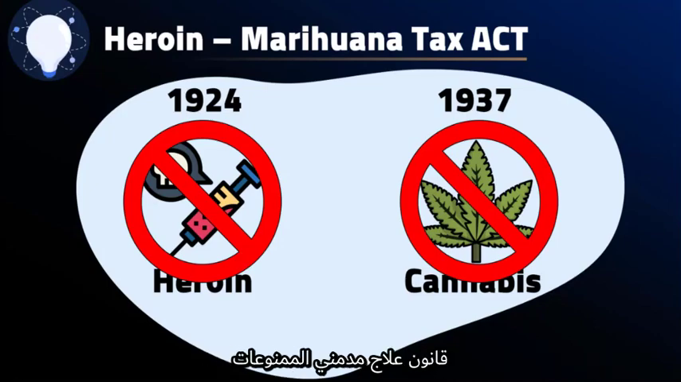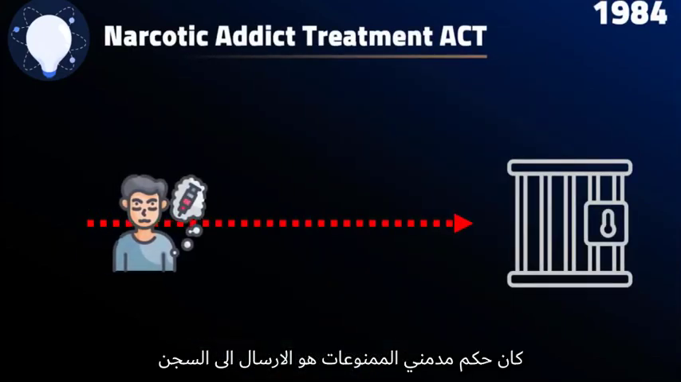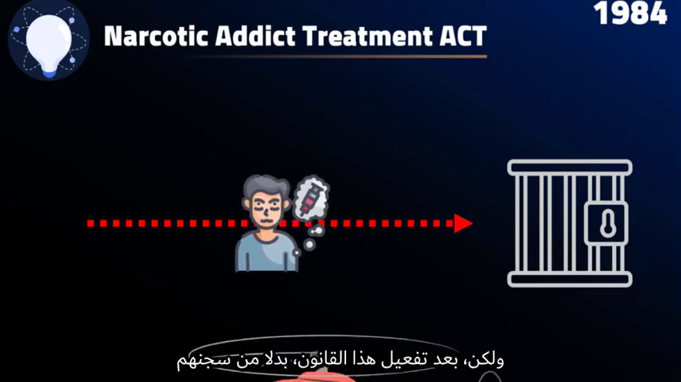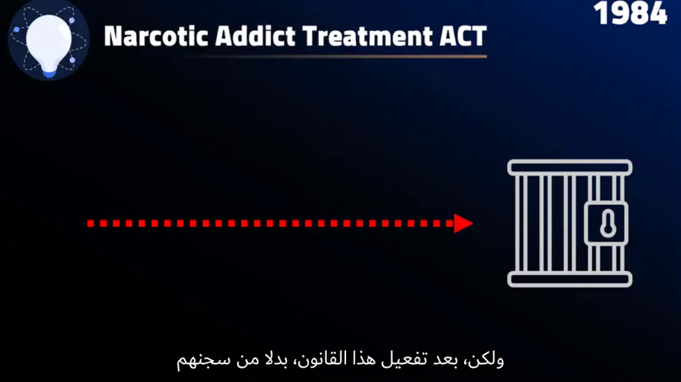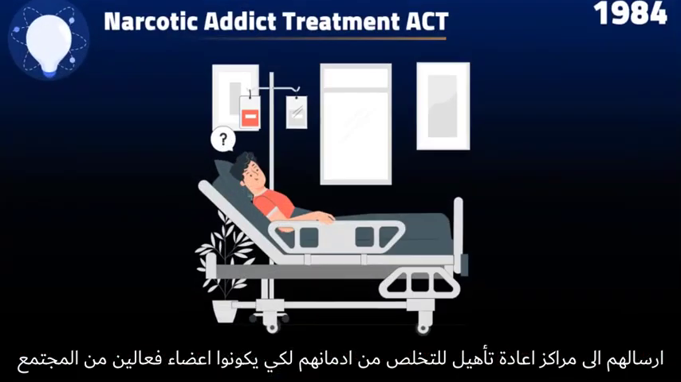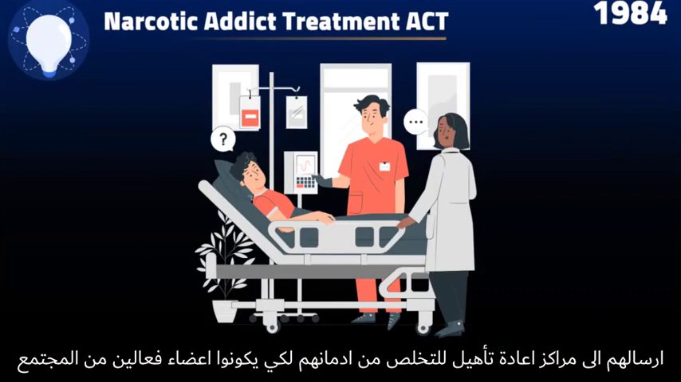Narcotic Addicts Treatment Act. Drug addicts were sent to prisons for consuming narcotics. However, after this act, instead of incarcerating them, rehabilitation centers were established to help them recover from the addiction and become active members of society.